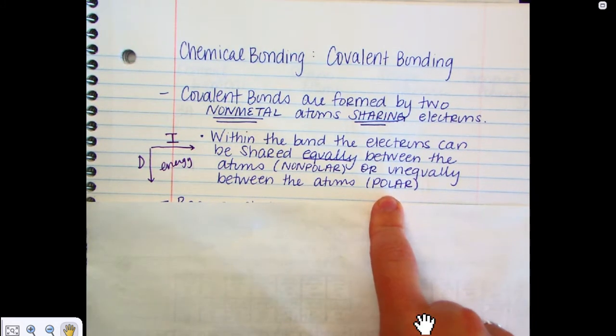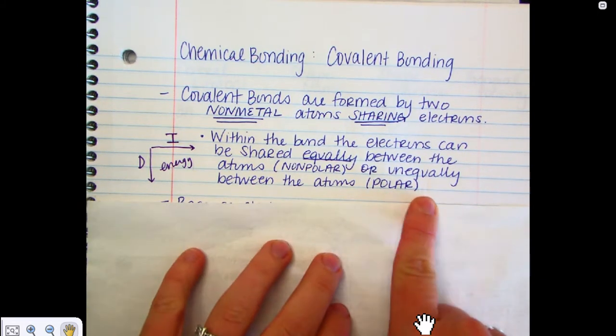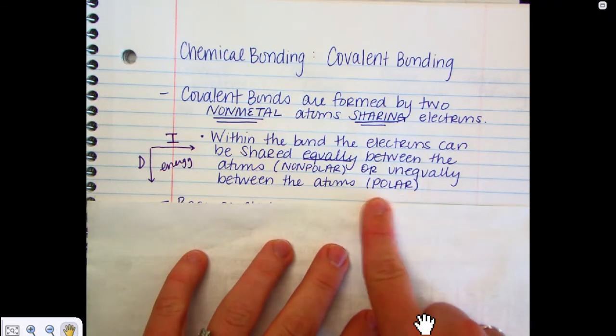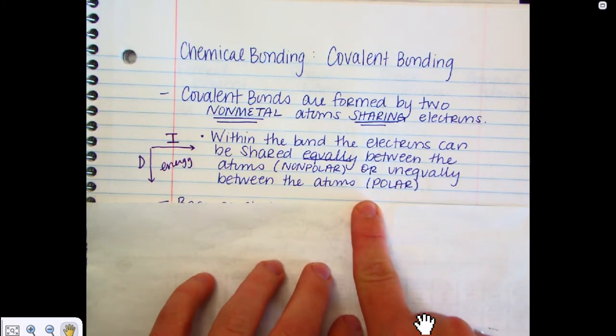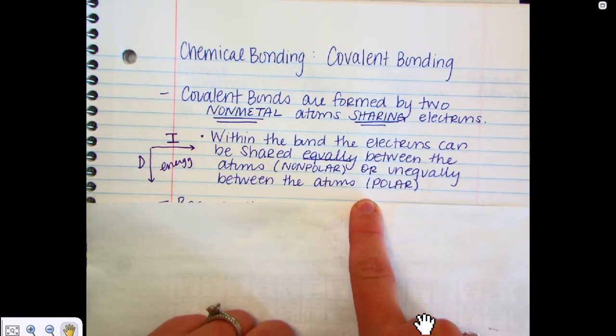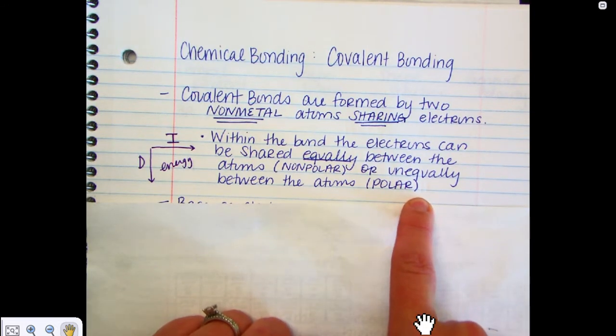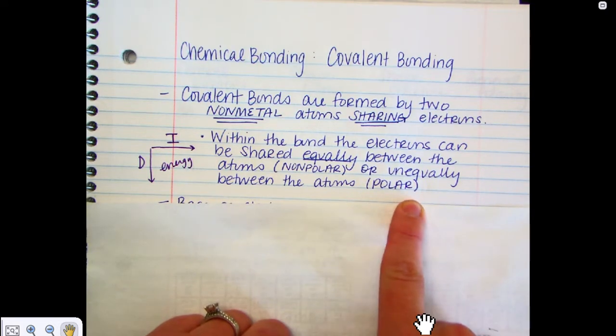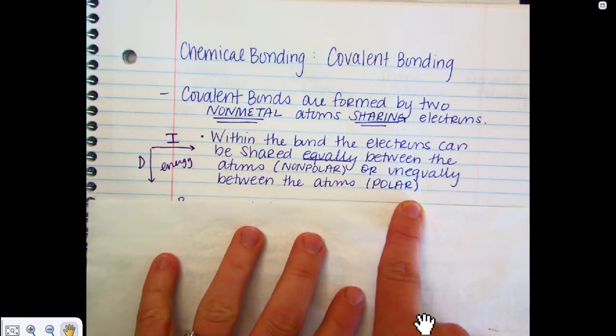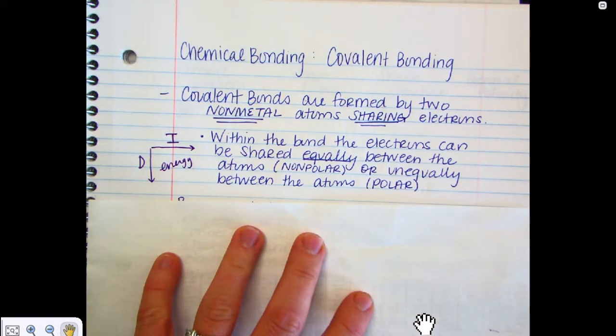Think about polar. If it has poles, that means it has two different areas, right? We have the North Pole and the South Pole. Well, this would be a positive pole and a negative pole. The positive pole is the side that has less attraction for the electrons, and the negative side is going to be the side that's hogging the electrons. And that's a partial positive and a partial negative. The fact that it's a partial positive and a partial negative is one of the reasons why we're going to see some differences when we talk about intermolecular attractions a little bit later.